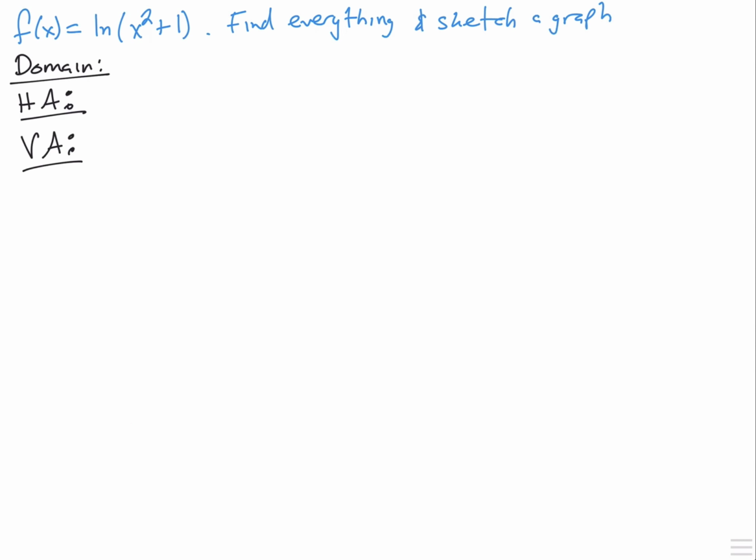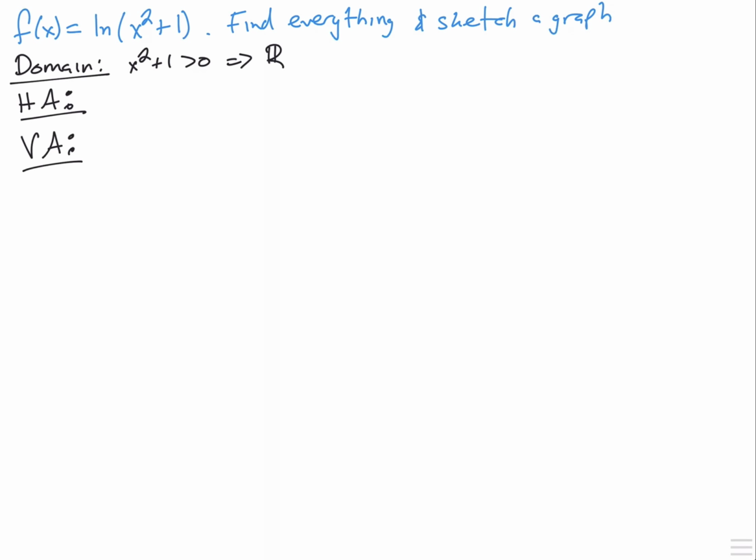All right, so what did you guys find? What's the domain? All real numbers. Since it's a natural log, you basically just set x squared plus 1 greater than 0, but it's always greater than 0. So then the domain is all real numbers.